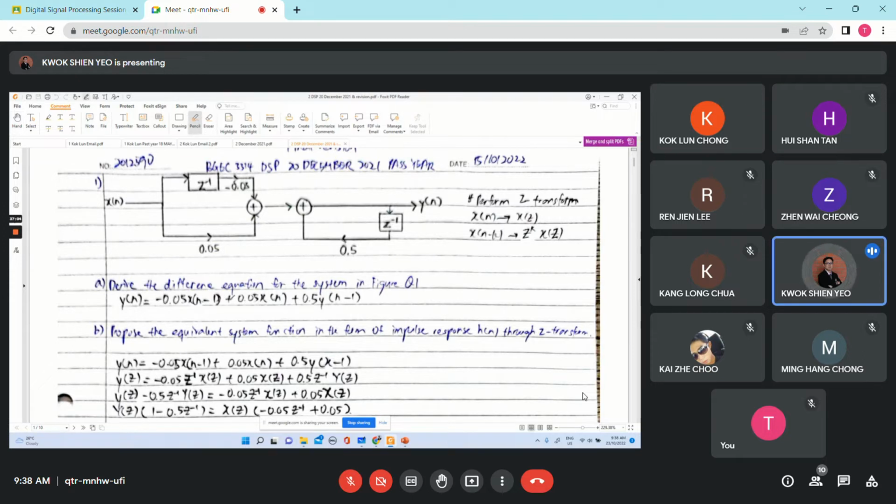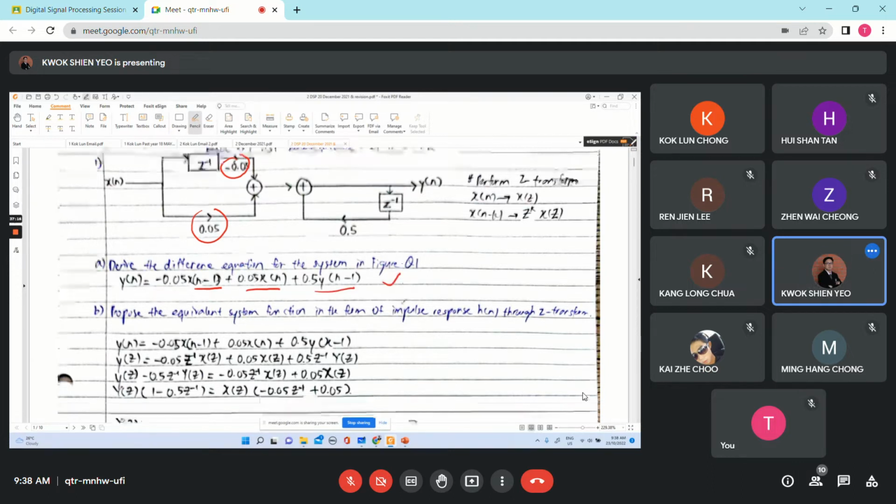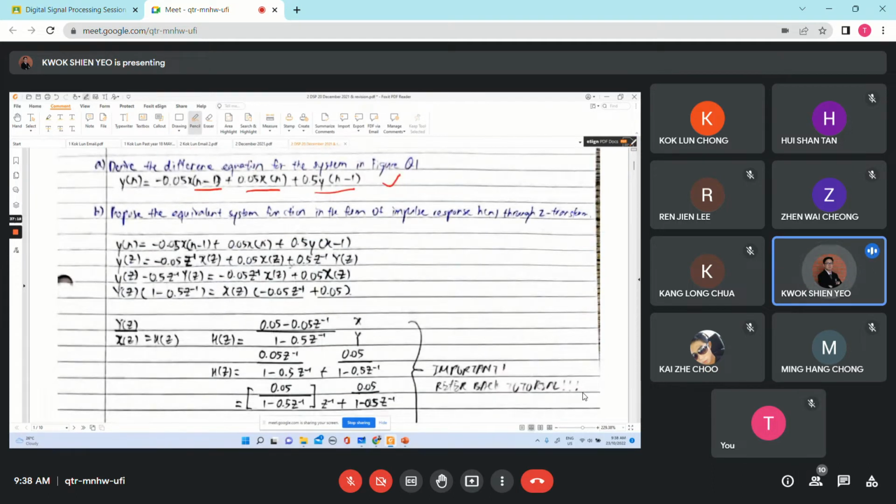This one should be correct, because I see there's a delay of xn. Okay, delay. This one multiply and delay of y. Okay, so this one is all right. So, propose an equivalent system function in the form of, good that you show this so I don't need to roll back to see. Equivalent system function in the form of impulse response, so hn, through Z transform methods.